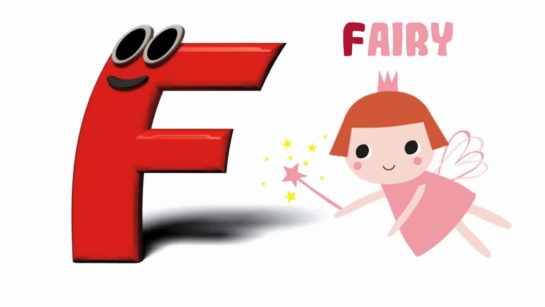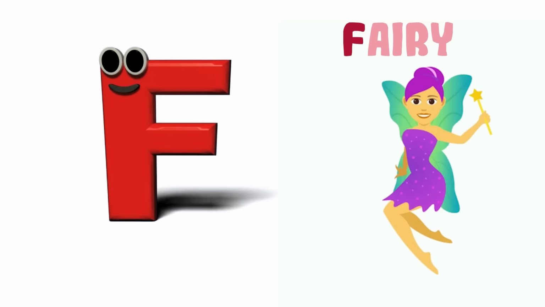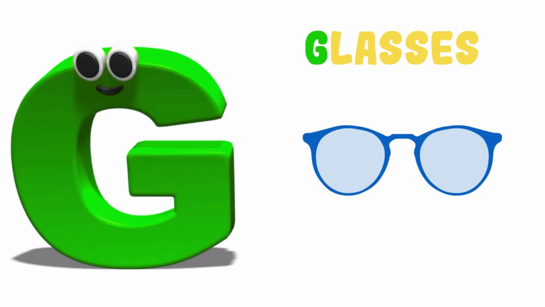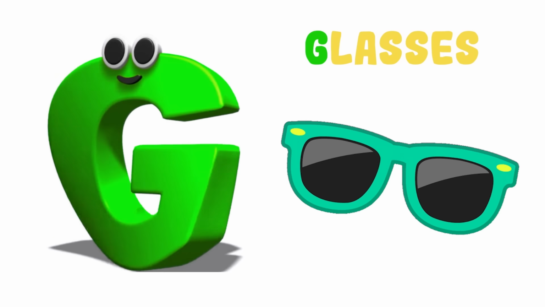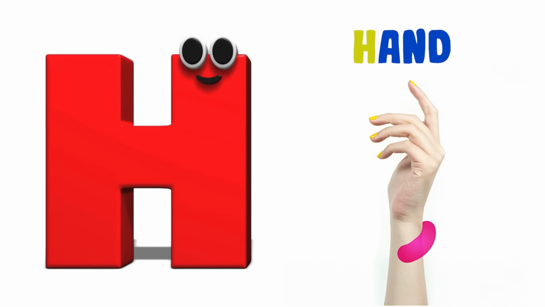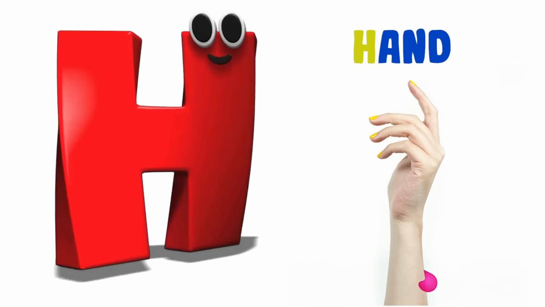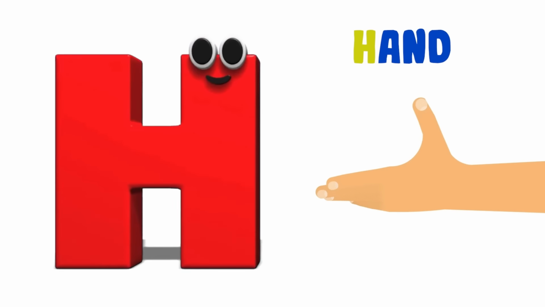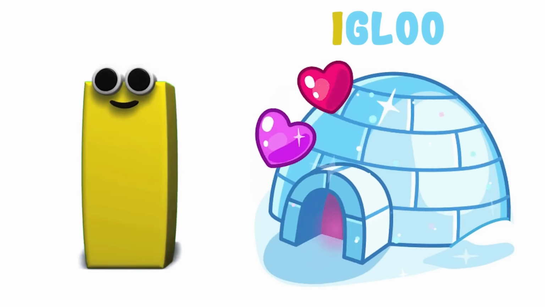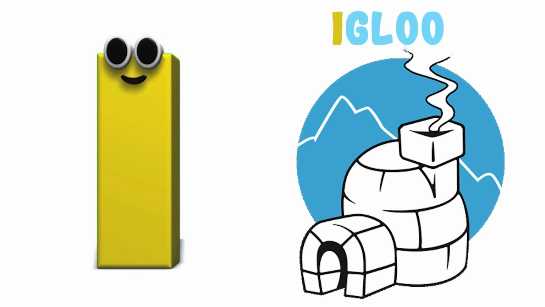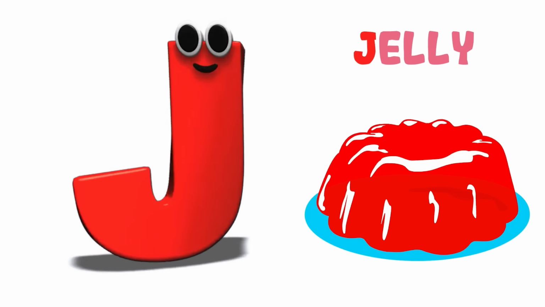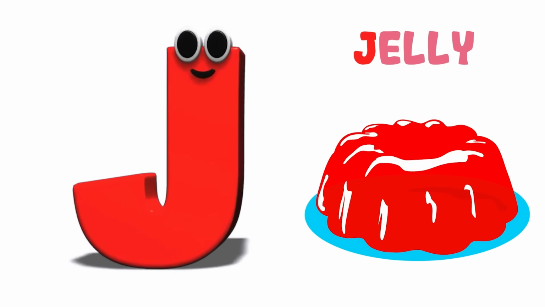F is for fairy. F, fairy. G is for glasses. G, glasses. H is for hand. I is for igloo. J is for jelly. J, jelly.